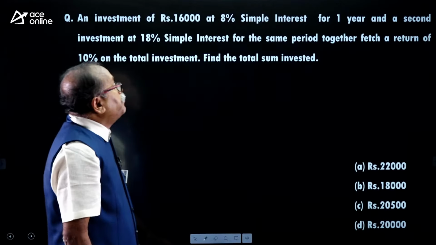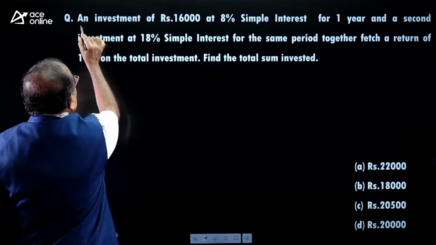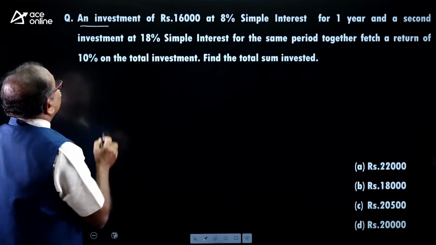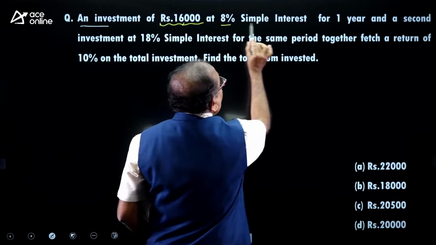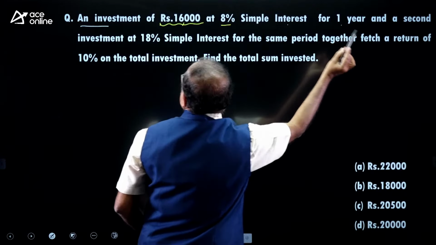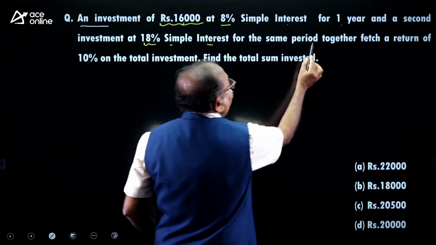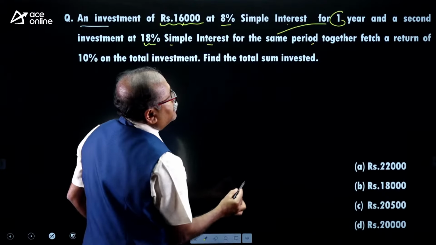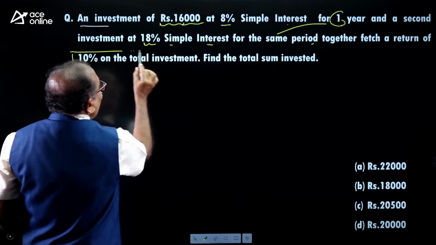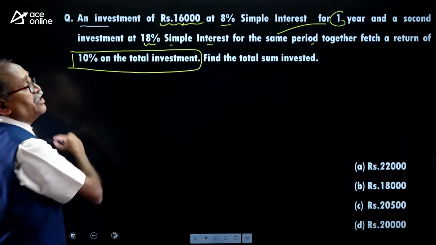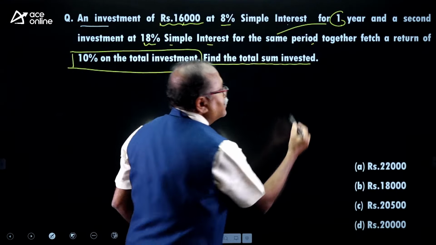What is said over here? It says that an investment of rupees 16,000 at 8% per annum interest for 1 year, and the second investment at 18% simple interest for the same period, that means for 1 year, fetched a return of 10% on the total investment. Question is, find the total sum invested.